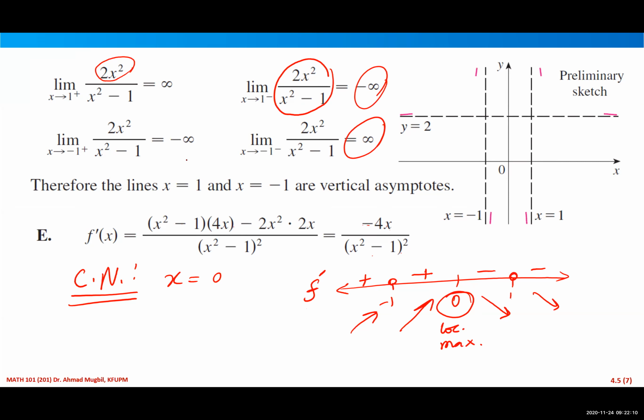Yes, you are right. So now I know that this point passes through the origin. This will be a local maximum. So it will do something like this. Okay. So I can now have an idea about my graph. Now also I know that it is increasing here from negative infinity to negative 1, and also from negative 1 to 0, it is also increasing.